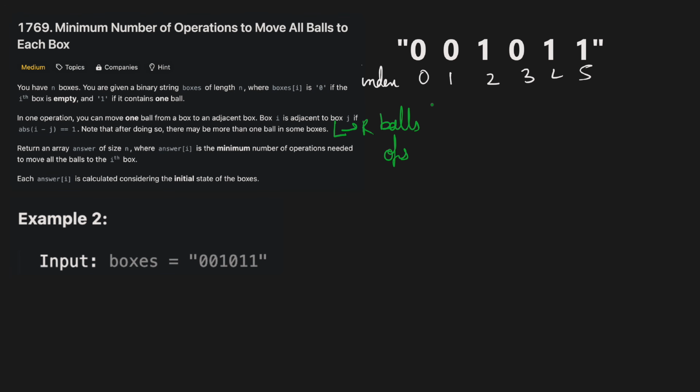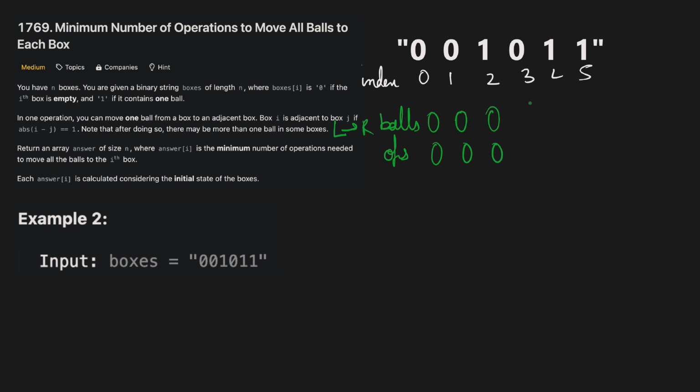So we start with box number 0 and it does not have any box on the left. So the number of balls on the left is 0 and the number of operations will also remain 0. Then we come to index 1 and this time again there is no ball on the left of it. So the number of balls stays 0 and the number of operations at the previous index was 0. So the number of operations will stay 0. Then we come to index 2. It does have a ball, but it does not have any balls on the left of it. So the number of balls stays 0 and the number of operations at the previous index was 0. So the number of operations stays 0.